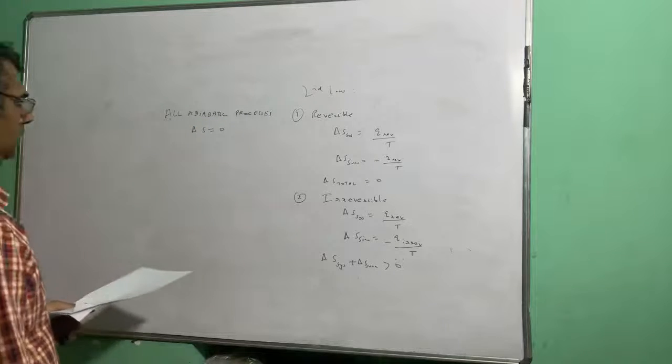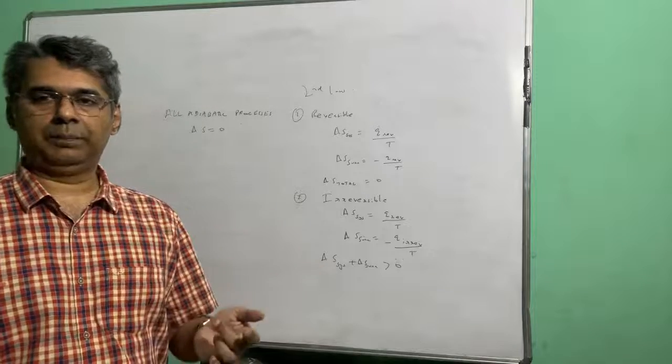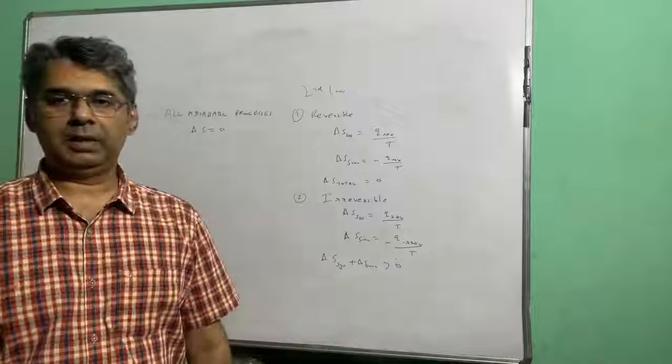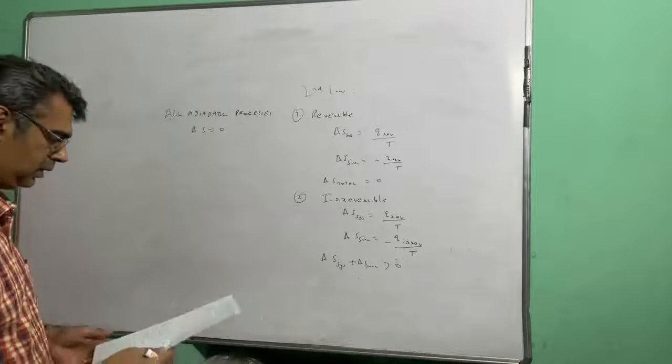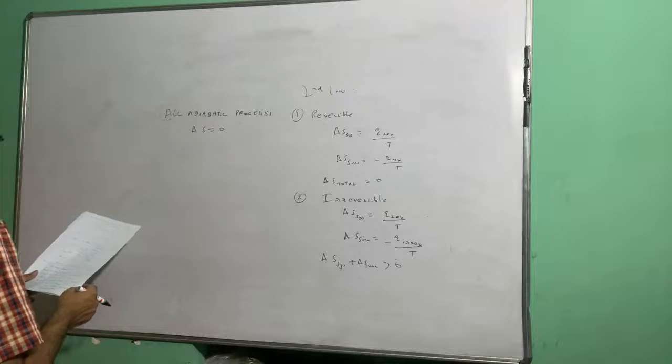Now, since the definition of entropy change is reversible heat supplied by temperature, if the process is adiabatic, then the change in entropy will be 0. Okay, for an adiabatic process, the entropy change will be 0.